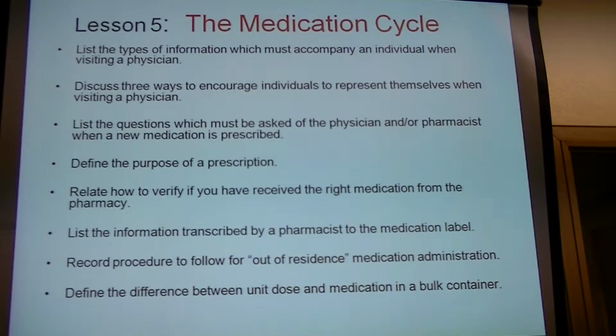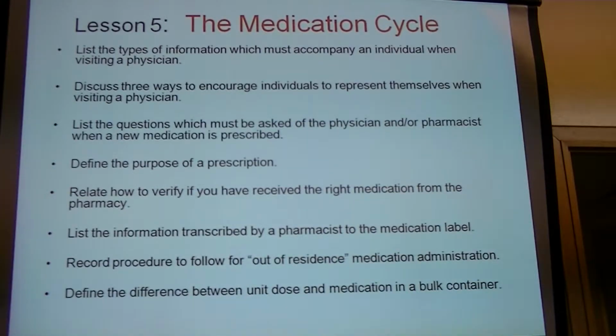We're going to talk about some types of information which must accompany an individual when visiting a physician. We're going to talk about ways to encourage individuals to represent themselves, questions which must be asked of the physician and/or pharmacist, define the purpose of the prescription, how to verify if you've received the right medication from the pharmacy, information transcribed by the pharmacist to the medication label, what's important to be on that label, procedure to follow for out-of-residence medications, and the difference between unidose and bulk container. So that's what we're going to do throughout this first lesson.